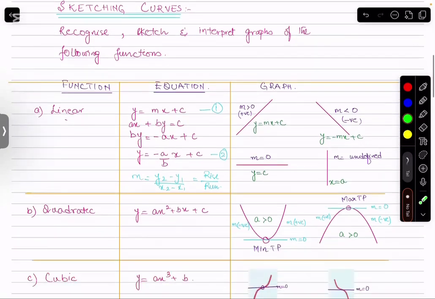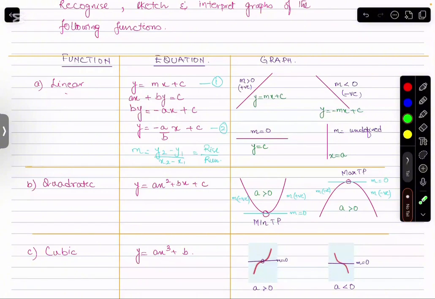Thirdly, if your line is a horizontal straight line, then the gradient is always going to be equal to zero, and the equation of the line then becomes y equals c. And if your straight line is vertical, then the gradient is undefined, and we can say that the equation of the line is x equals a here.